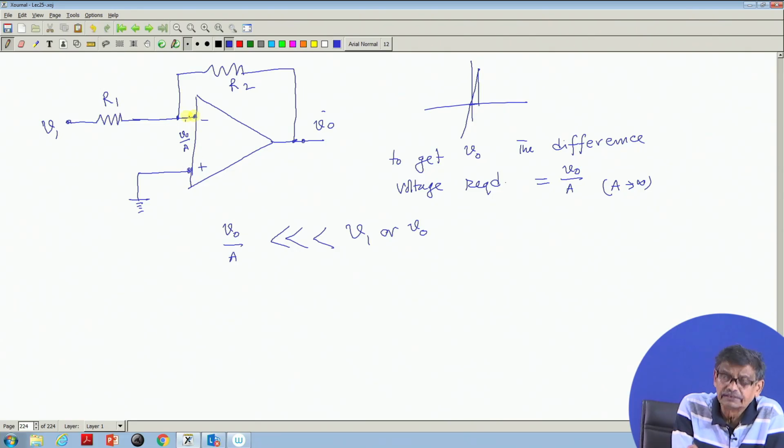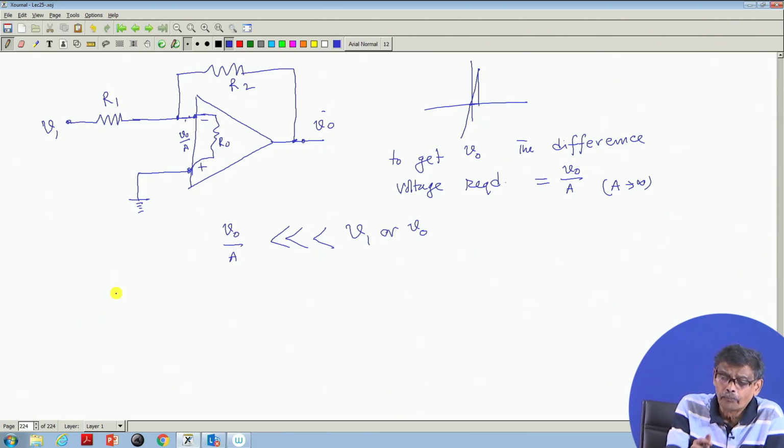Therefore, the voltage difference will be practically not existing between these 2 points, and also the input impedance between these 2 points is very high. Therefore, no current will be drawn by the op amp. This side there will be practically no current. Yes, there will be current. How much will that current be? The small voltage V naught by A divided by this R naught. But R naught is very large and V naught by A is also a small number. Therefore, this current will be 0.